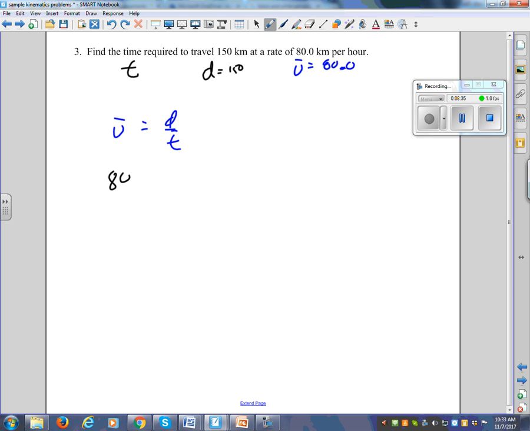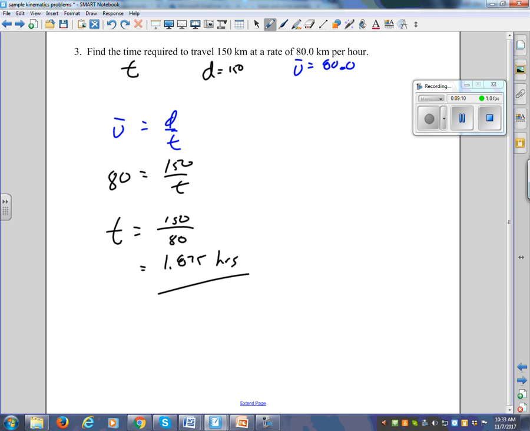So that's going to be 80 is equal to, what over what? 150 over t. Okay, and here's the problem that we covered yesterday, I hope. How do I solve this? The t and the 80 switch places, and I really hope everyone can do that. Notice how I've got my equal signs all lined up. 1.875. Thank you. 1.875, and that would be what unit? Hours.